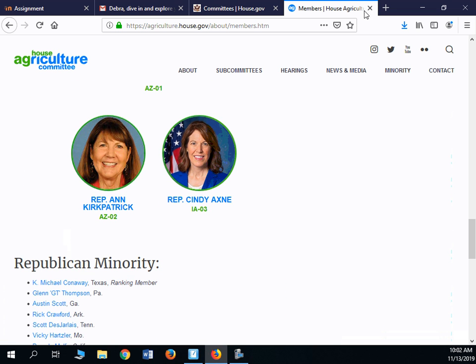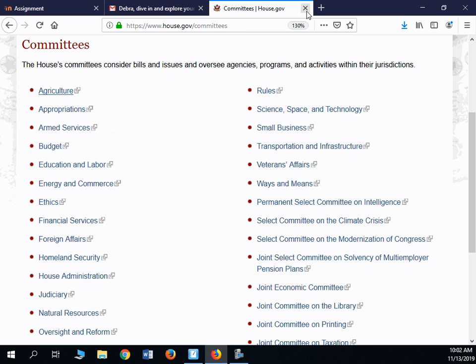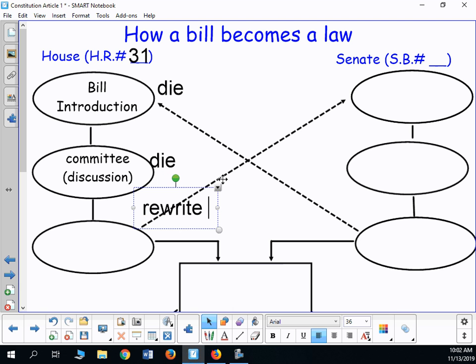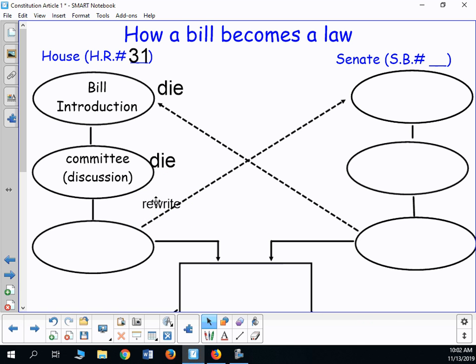Their job is to learn about that bill and then be able to report back eventually to the House of Representatives. Now, the committee can let it die. They do not have to move it forward. They can let it die. Or they can also rewrite the bill. They have that right. They can rewrite it to make it whatever they want it to be.